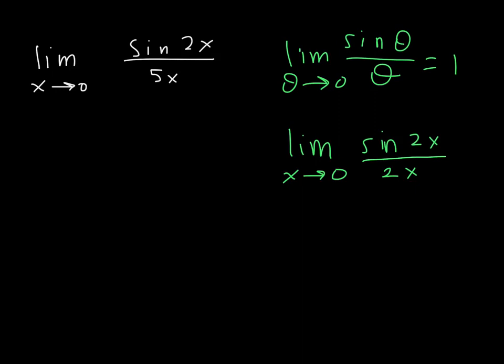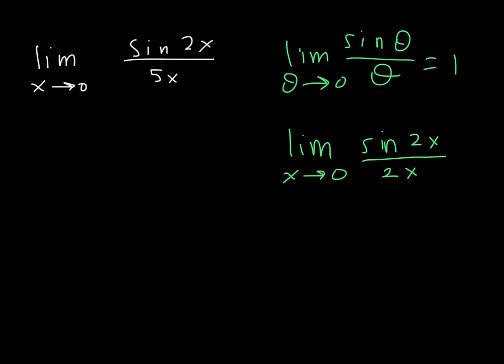You know what I mean? It's sine of this argument over that same argument, right? Sine of that angle over that angle. Anyway, it would apply, right? But that's not what we have. We have a 5x down here. We need this to be a 2x. If this were a 2x, then it would be great.